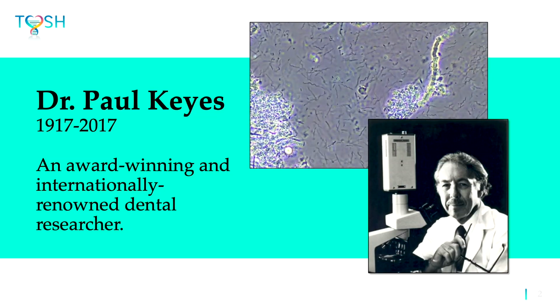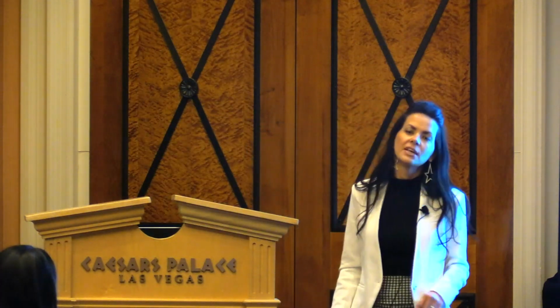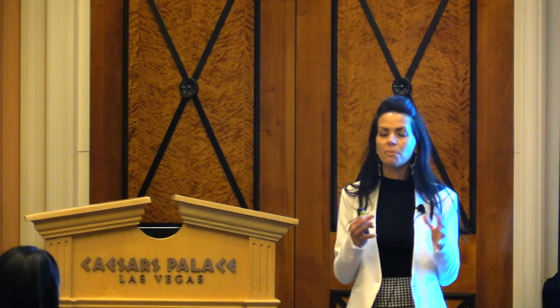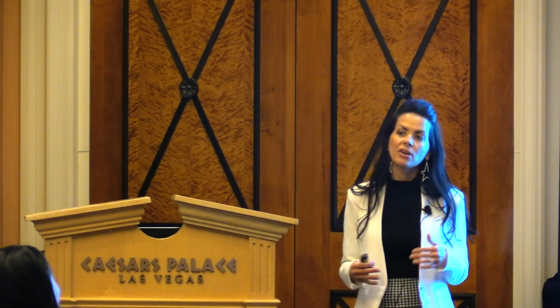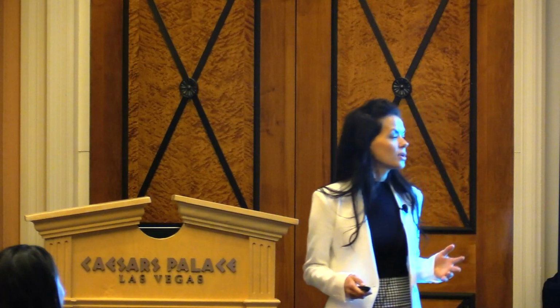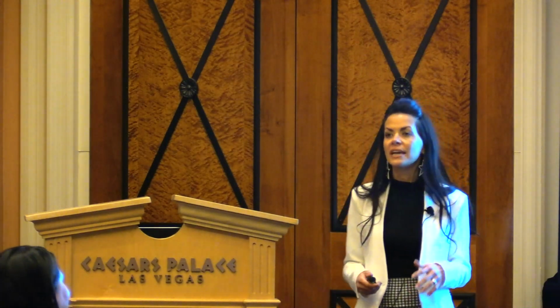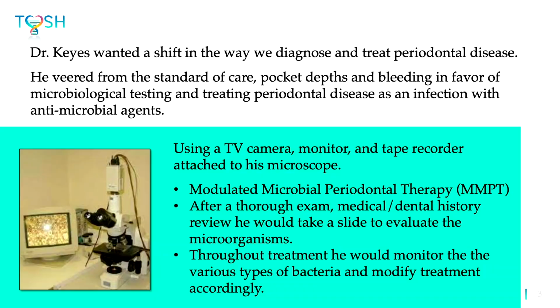He was the first, in 1946, to identify that there was something to do with the bacteria and plaque that was breaking down gum tissue. Then in 1976, he was among the first to start using antimicrobials and also using saliva testing chairside for his patients. What he really wanted was a paradigm shift in the way that we diagnosed and treated periodontal disease, really veering from just waiting for pocket depths and bleeding points and starting to use microbiological testing, the microscope. He called his technique MMPT, modulated microbial periodontal therapy.